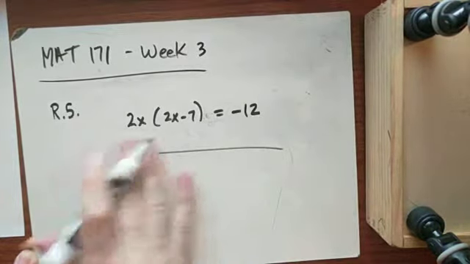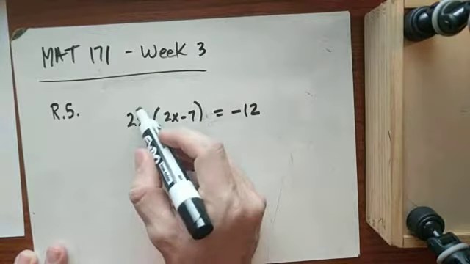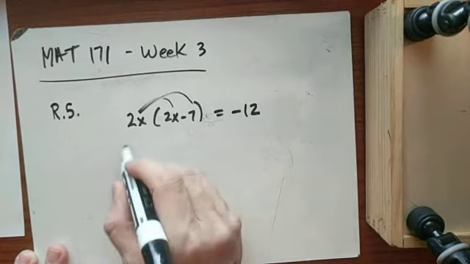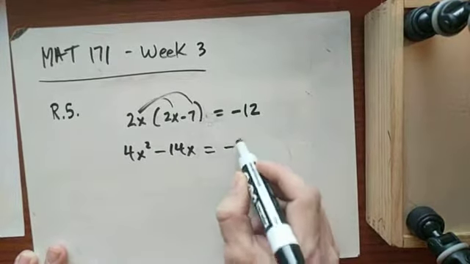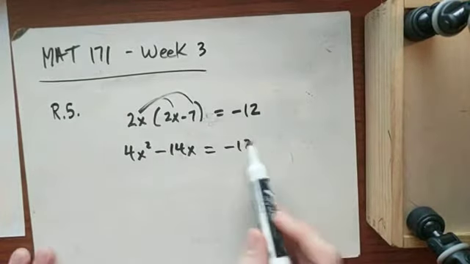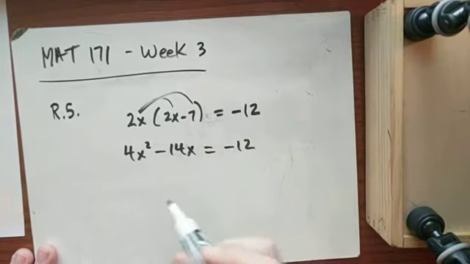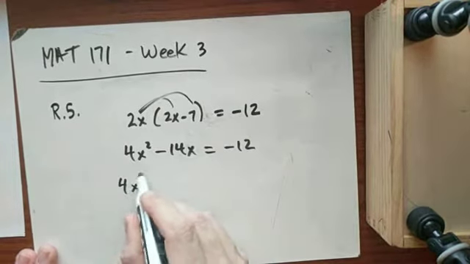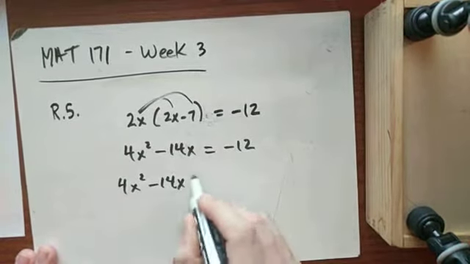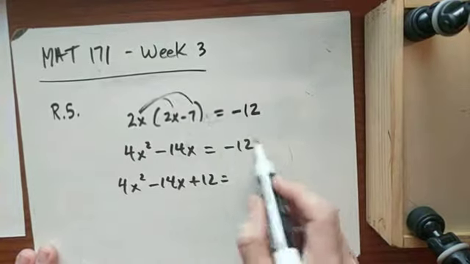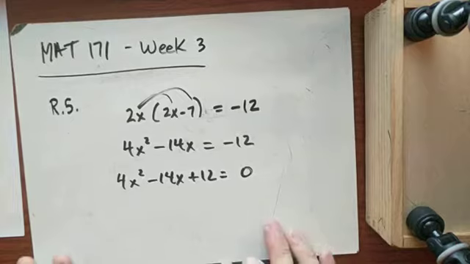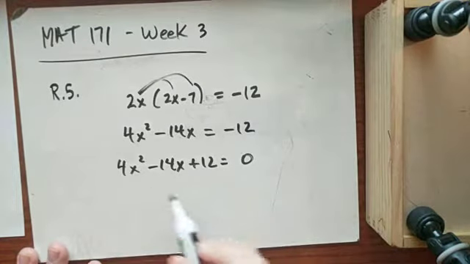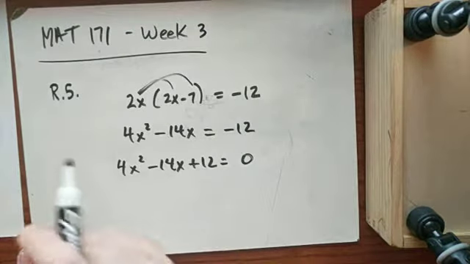So what we're going to do is multiply this stuff out. We're going to use the distributive property, and we get 4x squared minus 14x equals negative 12. Now, in order to let this be 0, we have to add 12 to both sides. Adding 12 to the left side means we have a plus 12 on it. Adding 12 to the right side means we get 0. Woohoo! We have 0.